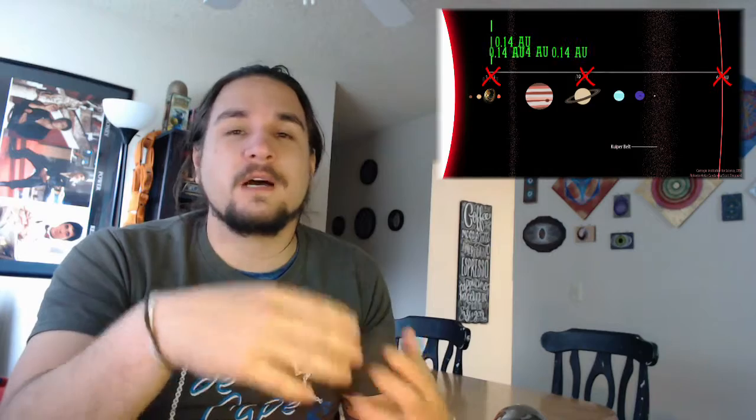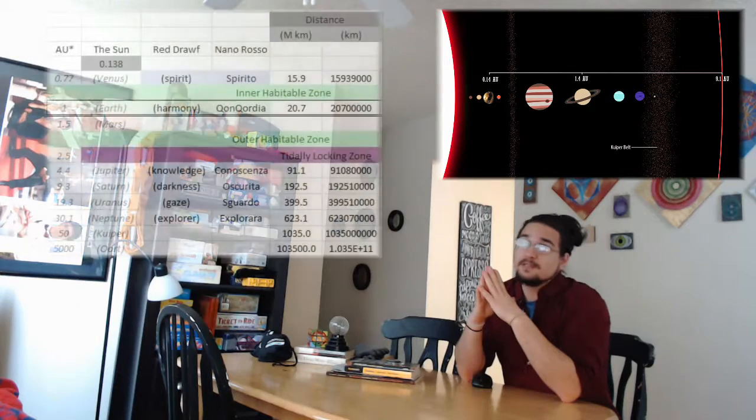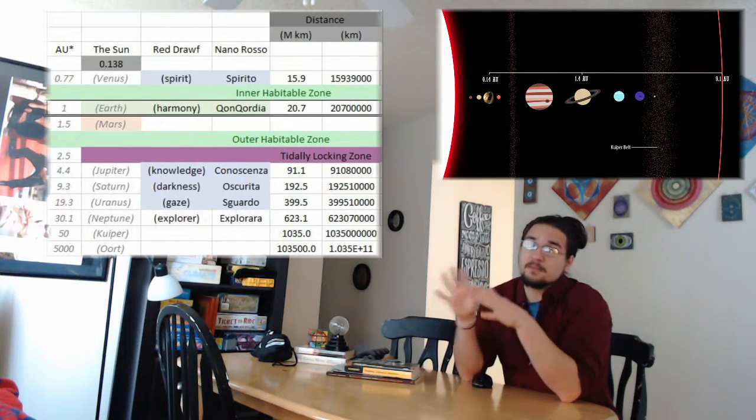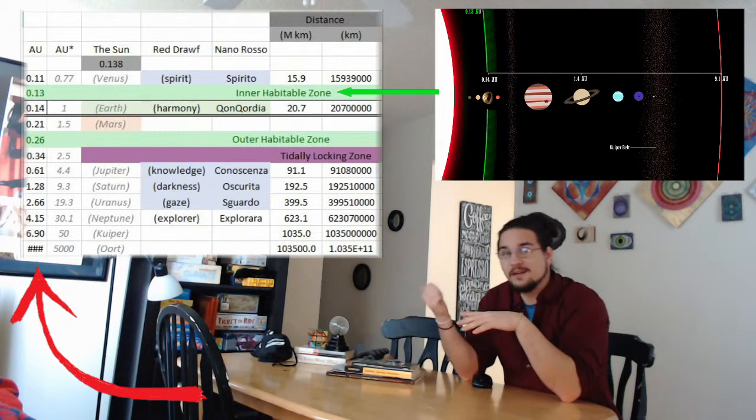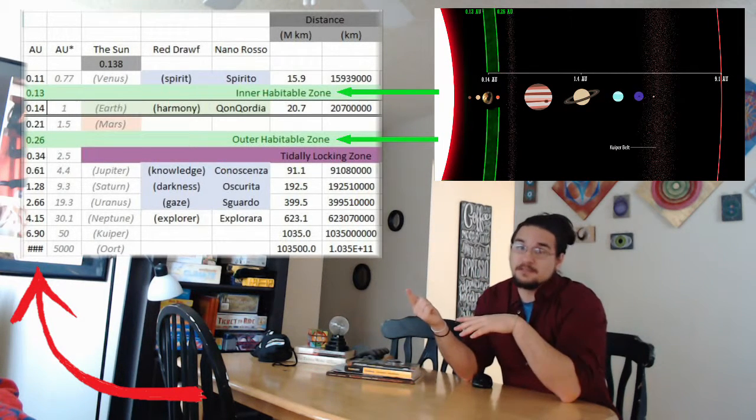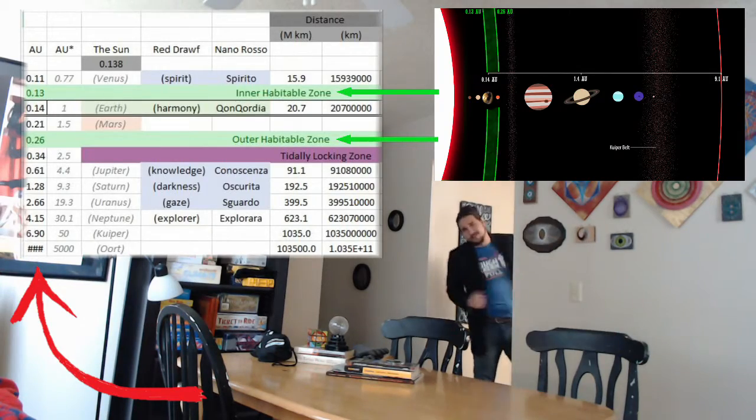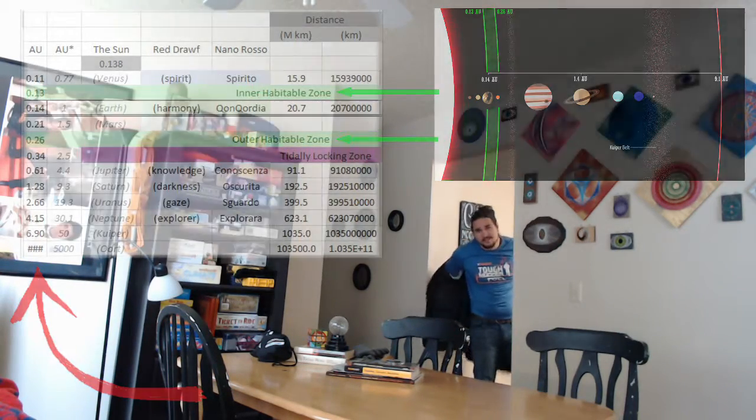So just multiply everything by 0.14 to get the astronomical unit equivalent for our Concordia system. Do this for every planet in the Earth system and you'll have the proportional equivalent in the Concordia system. We've also indicated the inner and the outer habitable zones that we calculated last time. It can't be that simple. My fudge sense is tingling.